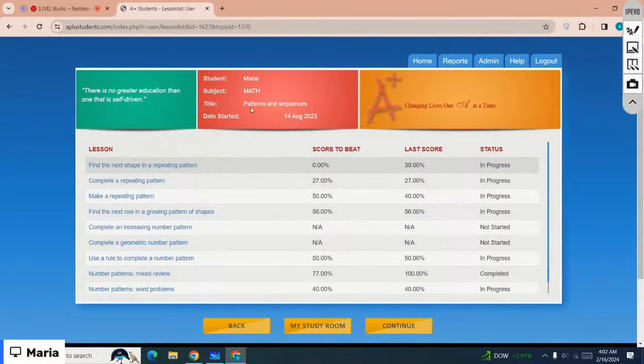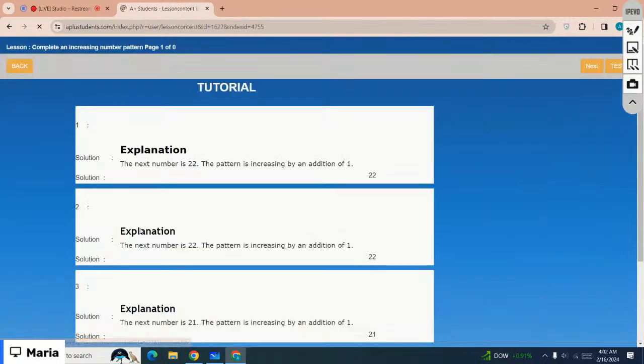Okay, here I'm on grade 4 math. The chapter we're working on is patterns and sequences. Let's start with the lesson: complete an increasing number pattern. We are given the pattern, the sequence. We have to see how the sequence is growing, then find the missing number. So just listen to me carefully. That is very easy, but you need to understand.